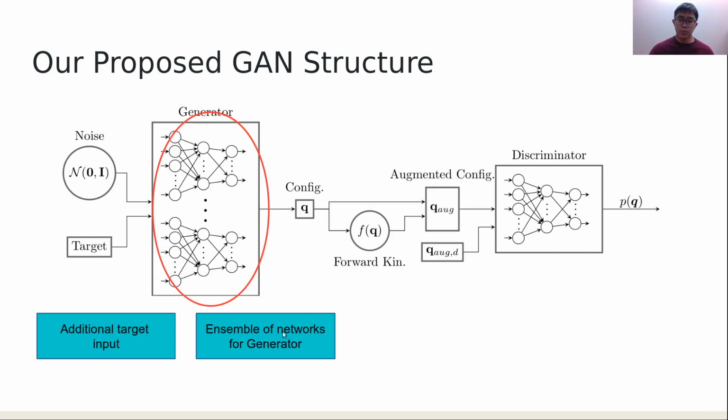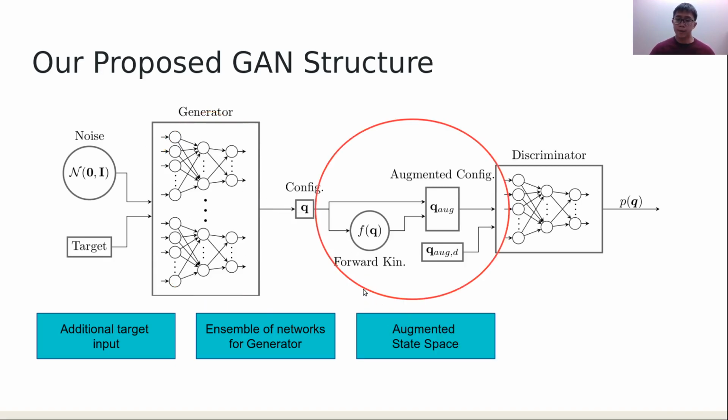So we propose to use an ensemble of neural networks, expecting that each of the neural networks will converge to one different mode, and then we can cover a more substantial portion of the configuration space. And in practice, we found that having an ensemble of neural networks is very important for motion planning.